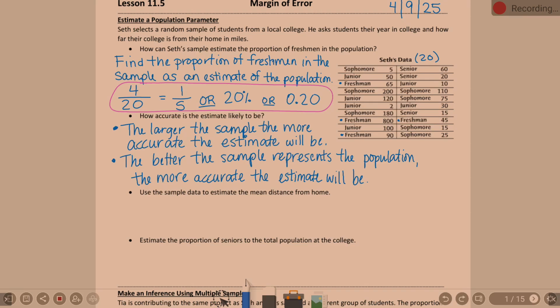Use the sample data to estimate the mean distance from home. What are we estimating? The mean distance from home. So we're looking for the mean.